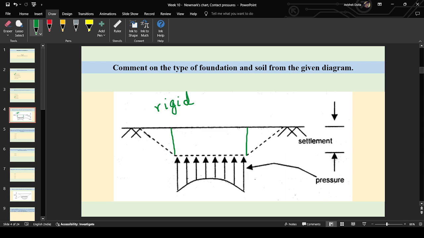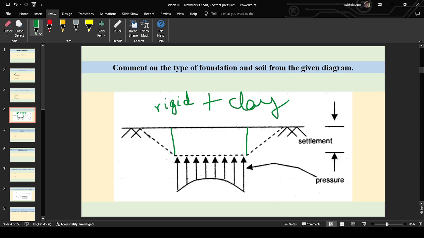Now come to the pressure, the contact pressure. You can see it is minimum at the center of the footing and maximum at the side. This is the characteristic of soil which have low shear strength, for example, cohesive soils like clays. Clays have lesser shear strength than sandy soil, because sandy soils, loamy soils, pure sands or loams also have friction values in them. But clay has lesser strength. Hence at the center the pressure is lower than at the edges. So the soil is clay soil. So it is a rigid footing, and the soil is clay.